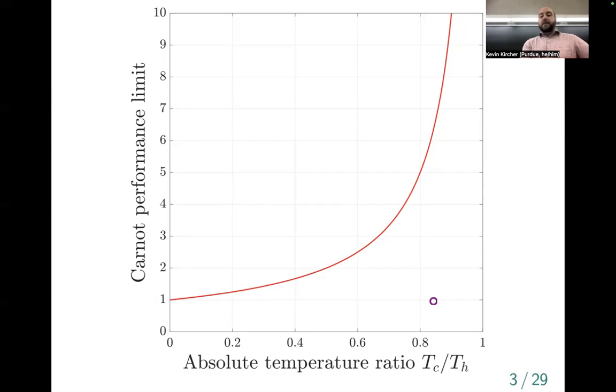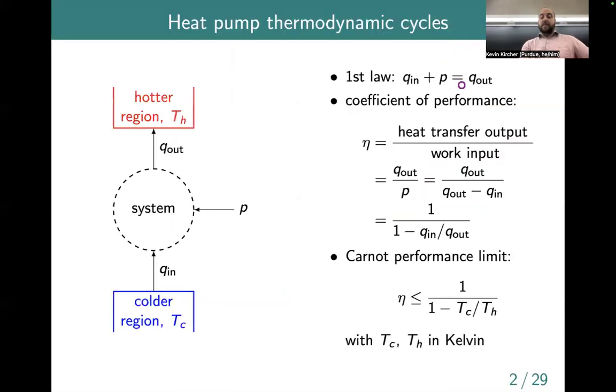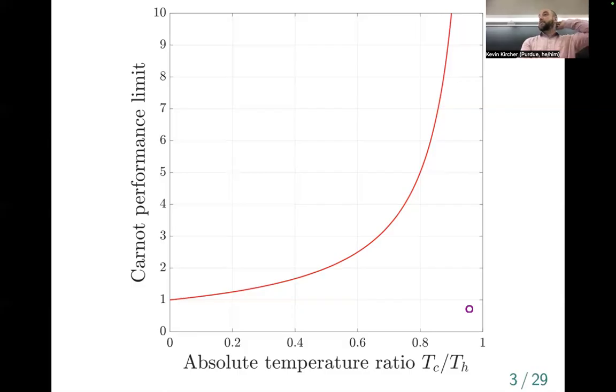And then at the other extreme, if this ratio Tc by Th is equal to 1, that means that the boundary temperatures are approximately equal to one another. In that case, the Carnot limit blows up, and in fact it goes to infinity. If you plug in 1 for this ratio, we get 0 in the denominator, and you can get arbitrarily large efficiencies. And then in between, it has this curvy shape.